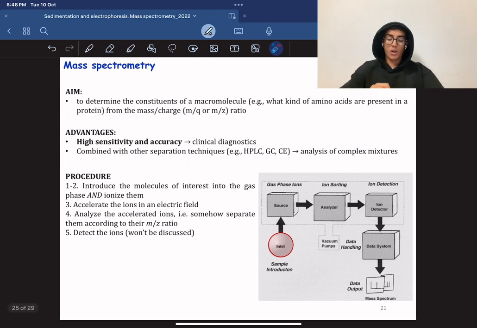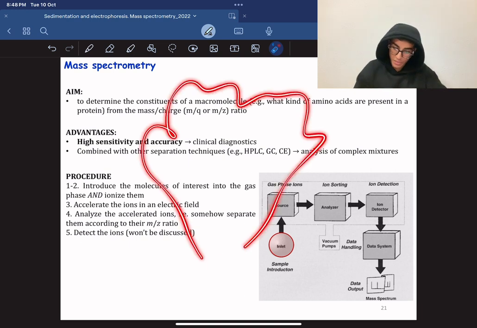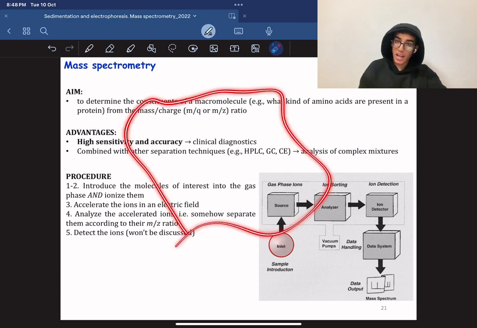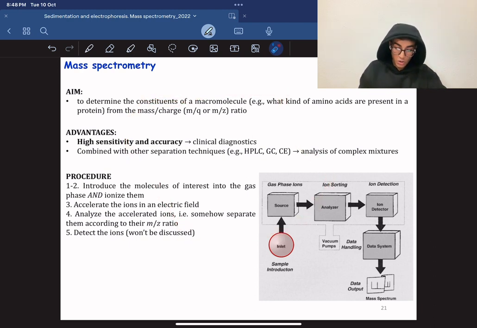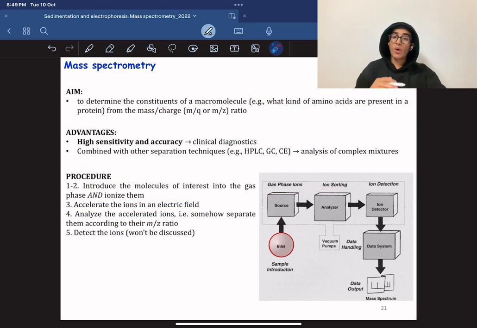You take your protein. Usually they're proteins, DNAs, okay? Usually they're proteins. You vaporize them into gas form. In the gas form, ionize them. Give them a charge, plus or minus. Ionize them in their gaseous form. And then you accelerate those ions in an electric field. And then you analyze those ions while they're being accelerated. You analyze them in a different way. Somehow, over here it says analyze the accelerated electron.